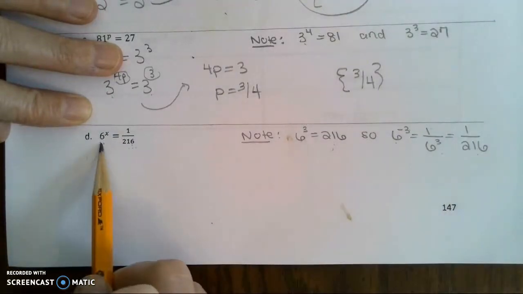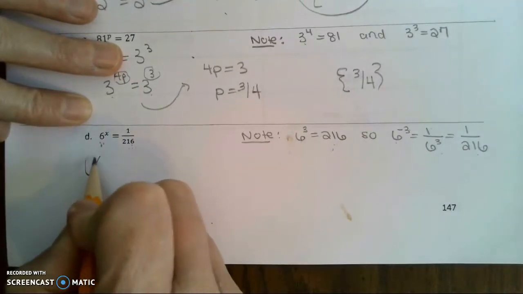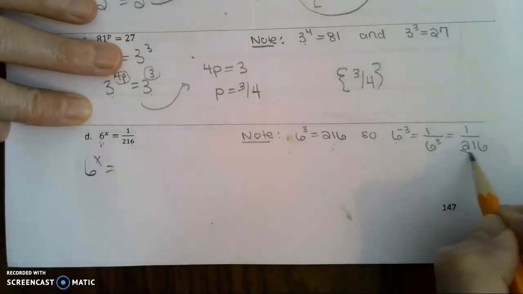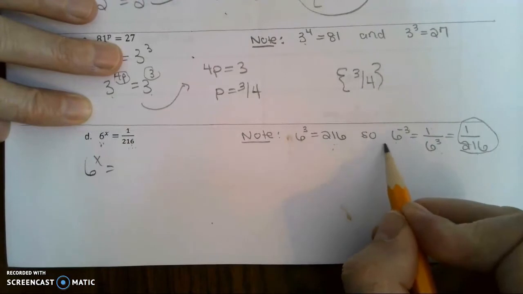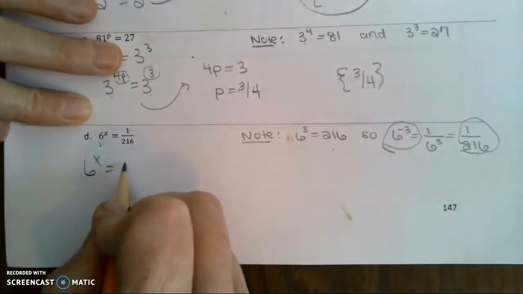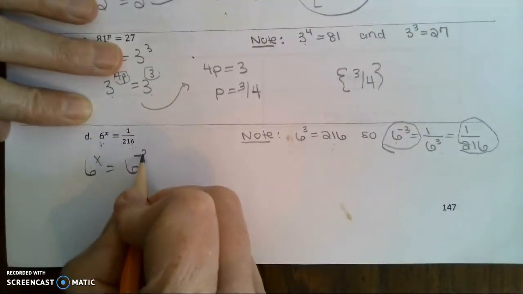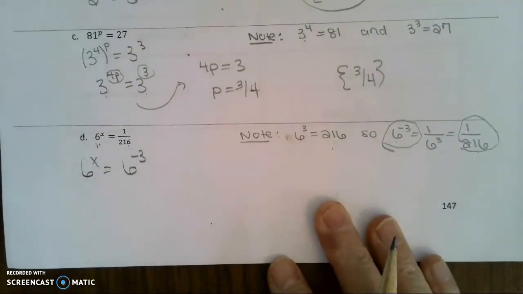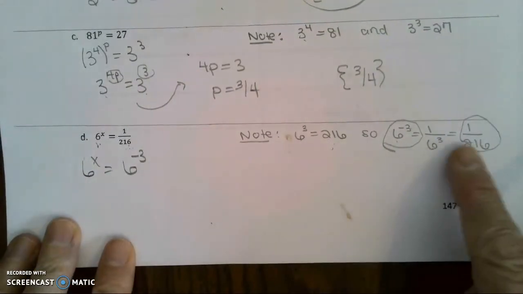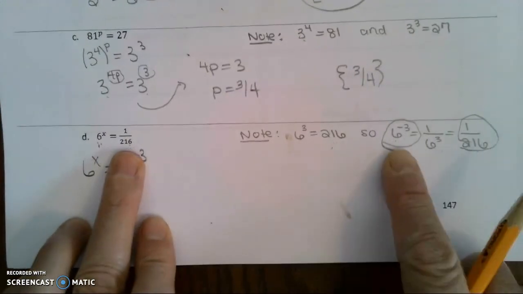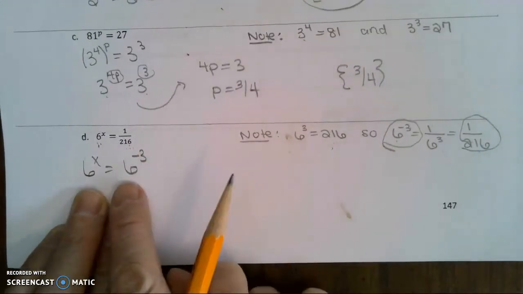So I'm going to keep this part the same. But on the right-hand side, instead of writing this, I'm going to write this. That way I can tell that they have the same base. So again, instead of 1 over 216, I'll write 6 to the negative 3rd. So that way these have the same base.